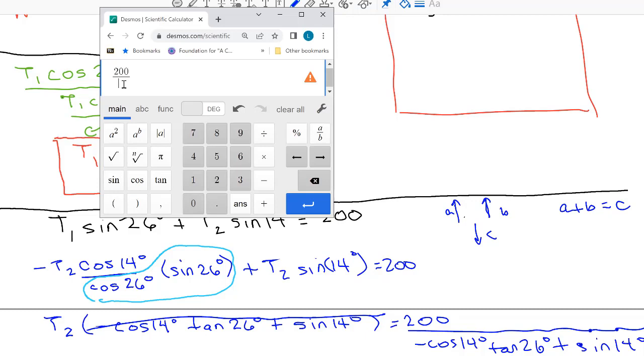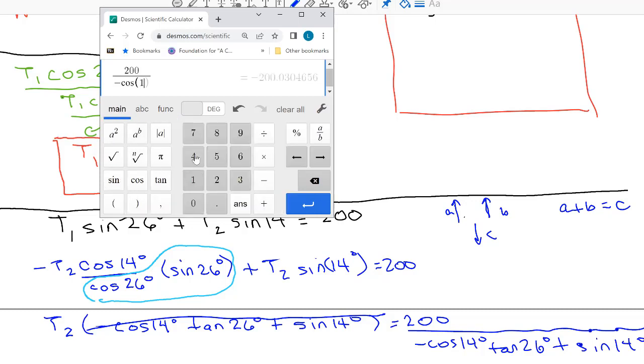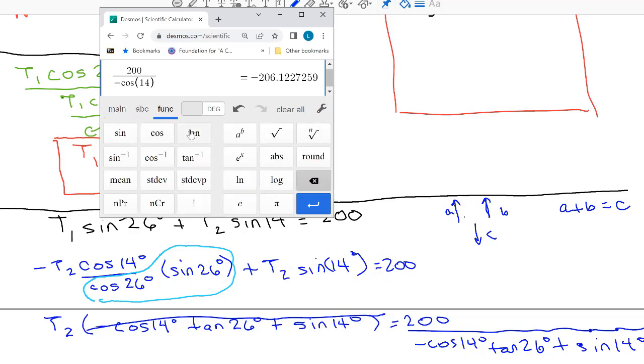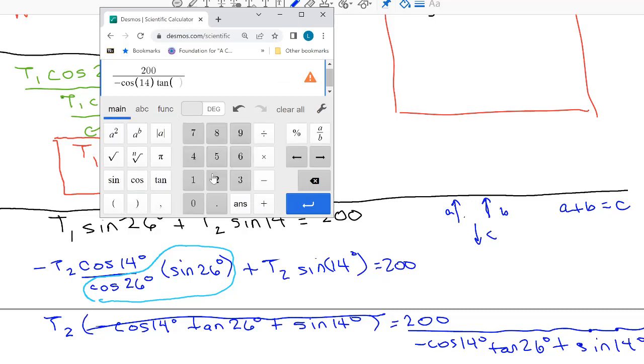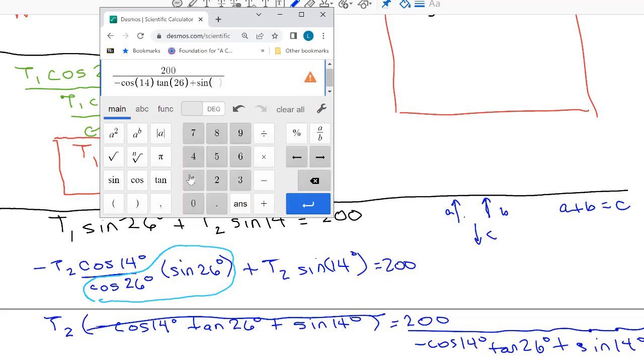So here's 200. And then we have negative cosine. And am I in degrees? Yes. Negative cosine of 14 degrees times the tangent of 26 degrees plus the sine of 14 degrees.